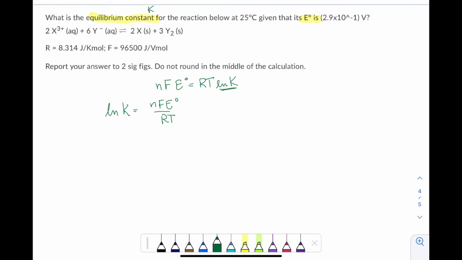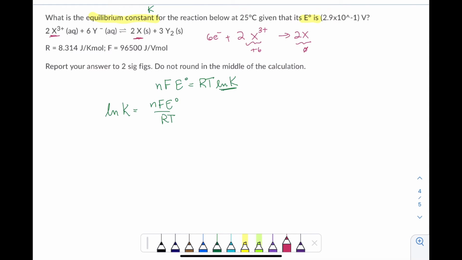We do need the value of n, which is the number of electrons transferred. In order to get that, you look at the balanced reaction and you pick either the X or the Y in this case. Both half reactions should have the same number of electrons transferred. So 2X3+ goes to 2X. That's one of my half reactions. There's a positive 6 on the left, a 0 on the right for the charge, and so it looks like 6 electrons are being transferred.